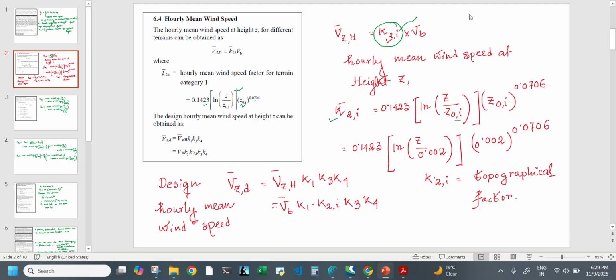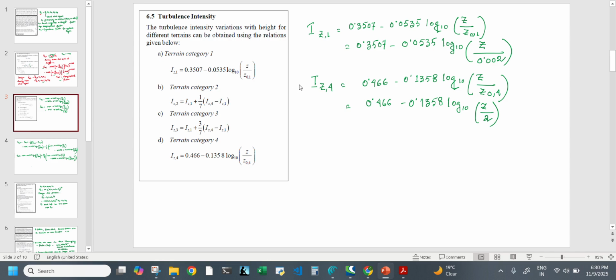In the case of category 1, we already know z0,1 is equal to 0.002. I am just putting this value here, and the design hourly speed K2,i. Now the turbulence velocity: the variation of turbulence velocity with height for different terrains can be obtained by using this formula for terrain category 1. Similarly for terrain category 4, and in this way we can formulate these formulas also.